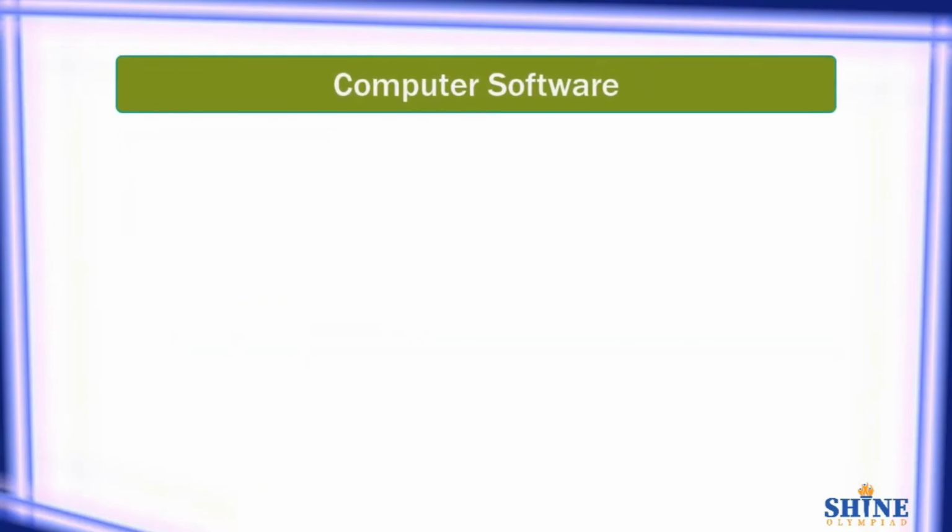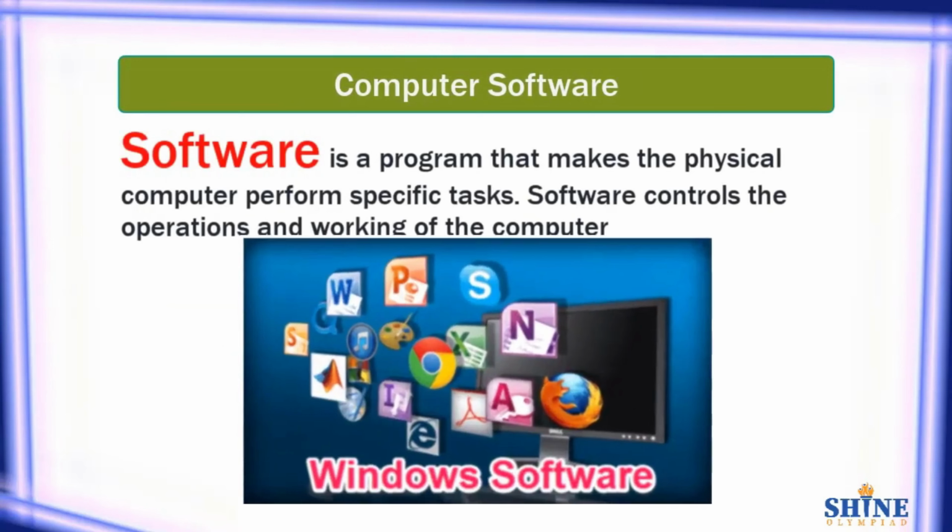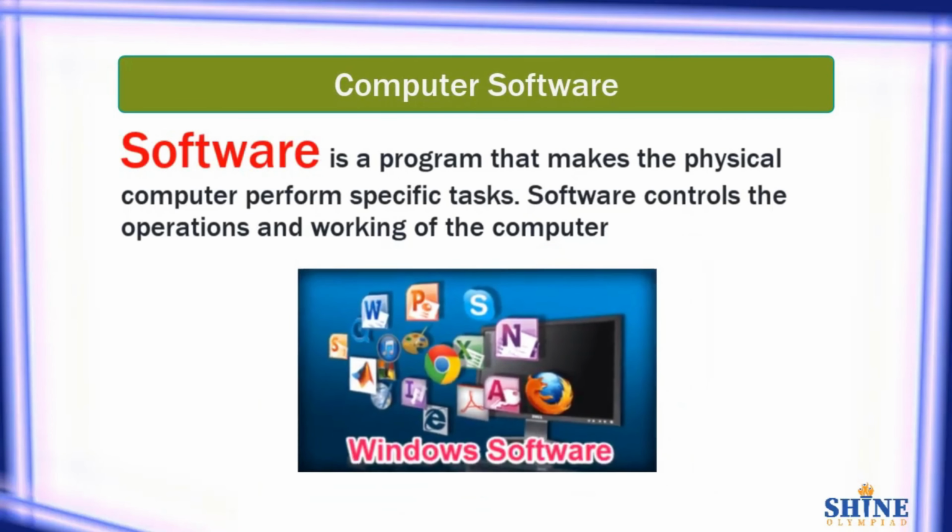Computer software. Software is a program that makes the physical computer perform specific tasks. Software controls the operations and working of the computer.